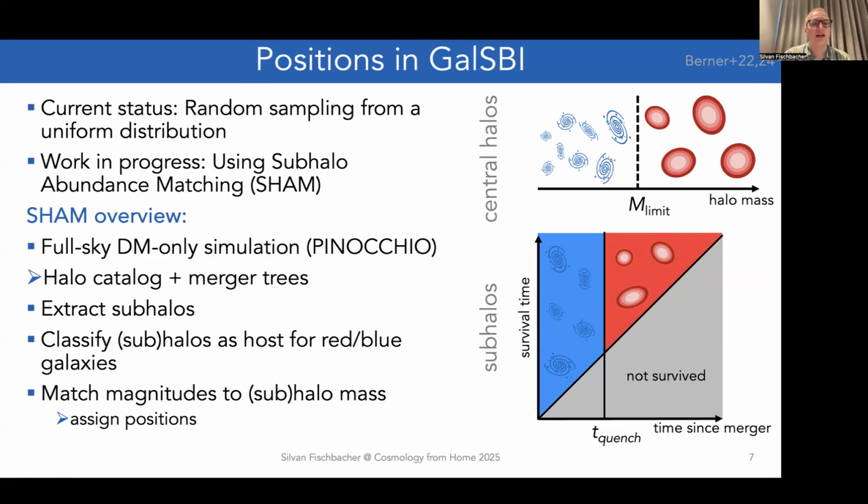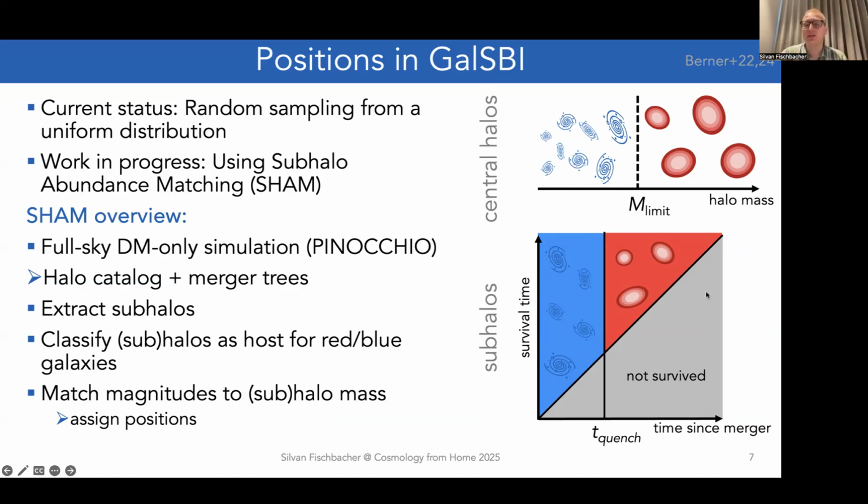The general idea is as follows. We start with a full sky dark matter only simulation. In our case, this is done with Pinocchio. And Pinocchio gives us a halo catalog and the corresponding merger trees. From the halo catalog and the merger tree, we are assigning subhalos to this catalog, also following the first paper by Pascal Berner. And then we classify each of the halos and subhalos as hosts for red and blue galaxies.